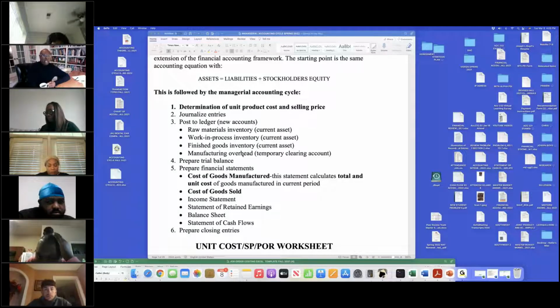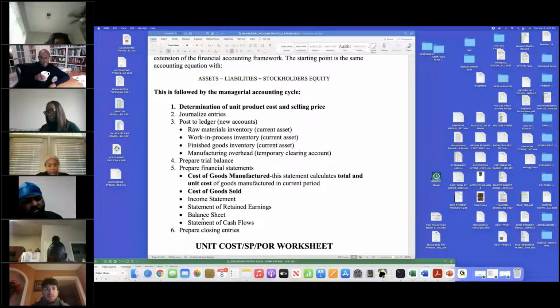Then we prepare the trial balance, we prepare financial statements. We have two new statements: cost of goods manufactured and cost of goods sold, along with the income statement, statement of retained earnings, a balance sheet, statement of cash flows, and we prepare the closing entry. So these are the 6 fundamental steps that we work with when we're in managerial accounting.